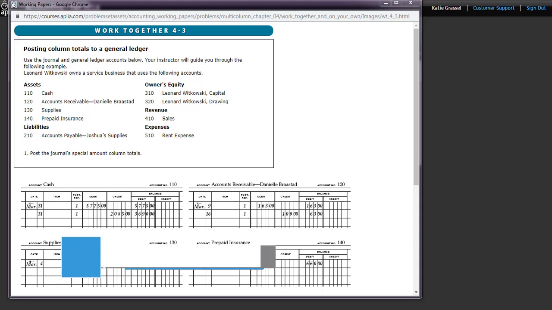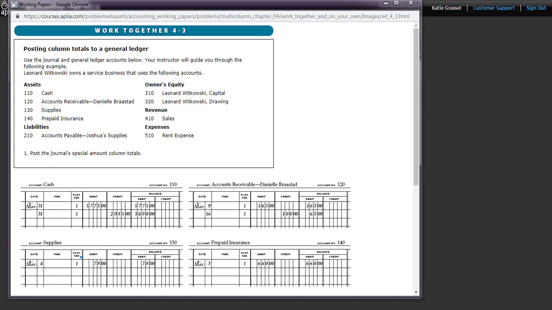Okay, ladies and gentlemen, so work together 4-3. It says we're going to post our column totals to our general ledger. So again, yesterday we went through and did our journal, and that was starting at the top and going down. Now we're going to go ahead and do the bottom.